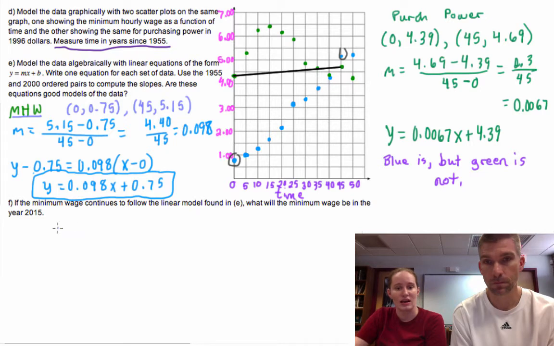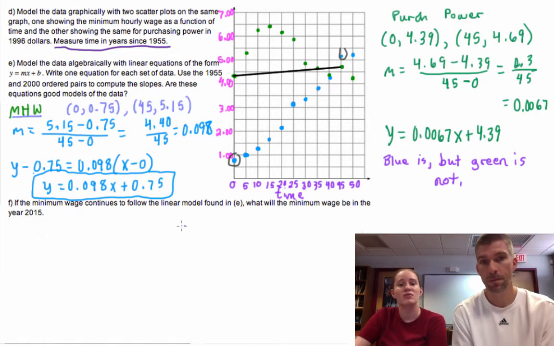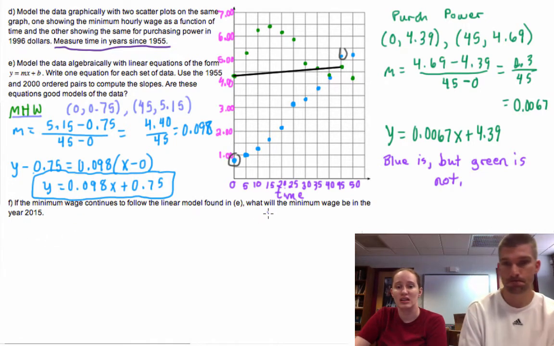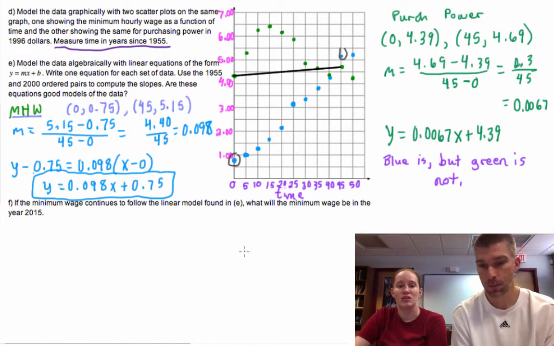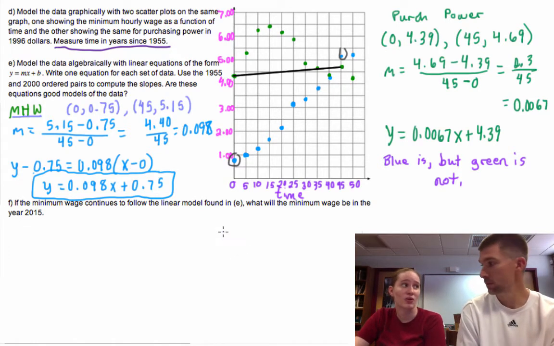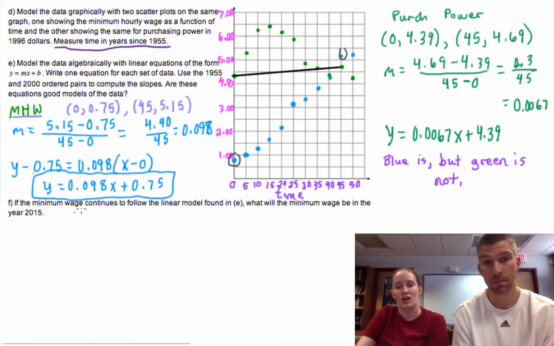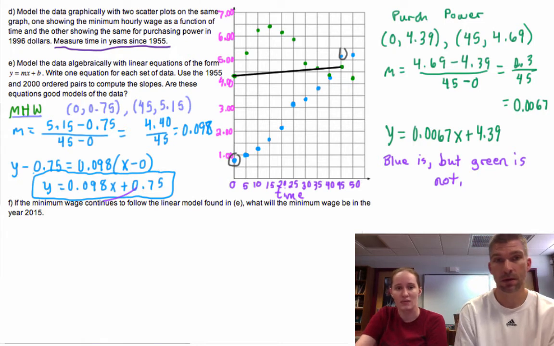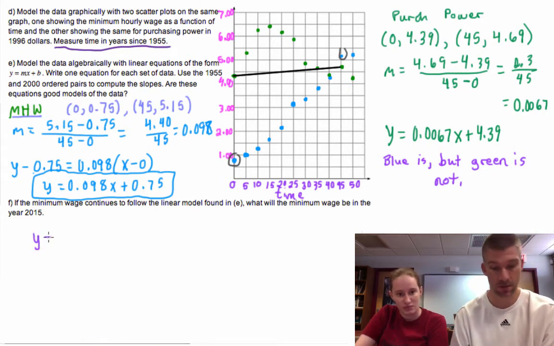And so last, if the minimum wage continues to follow the linear model found in E, what will the minimum wage be in the year 2015? Now, this is just around the corner from us. Actually, it's 2014. We can see if it's going to line up. And so we would take this model right here. Yeah, we'll use that one and not the one I found on my calculator.